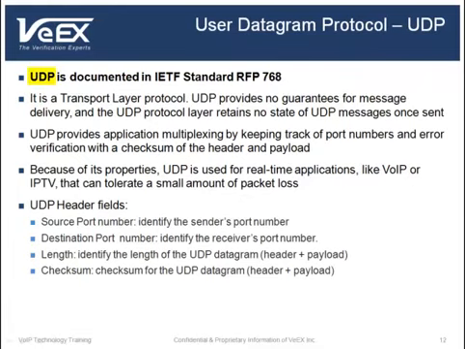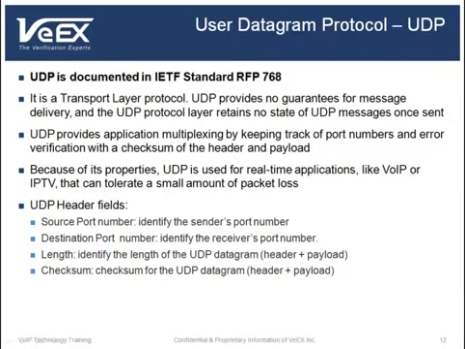UDP is a Layer 4 or Transport Layer Protocol documented in the IETF standard RFC 768. UDP provides no guarantees for message delivery, and a UDP protocol layer retains no state of UDP messages once they are sent. It provides application multiplexing by keeping track of the port numbers and error verification through a checksum of the header and the payload. Because of its properties, UDP is used for real-time applications that can tolerate a small amount of packet loss, such as VoIP or IPTV.